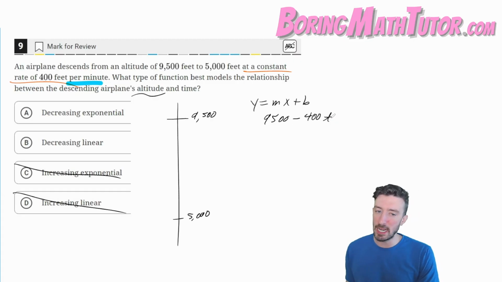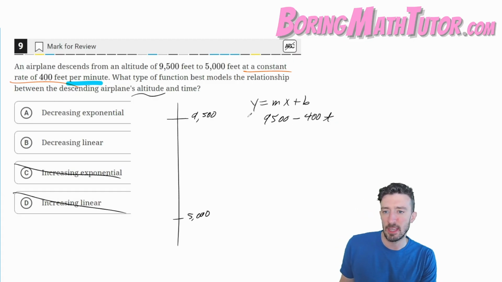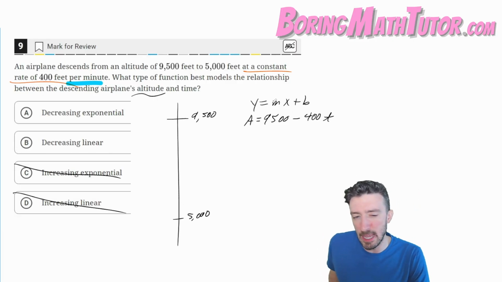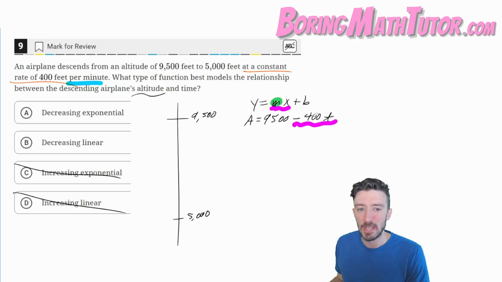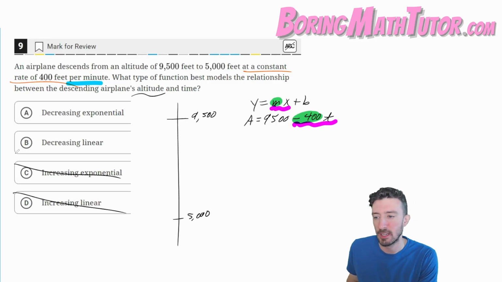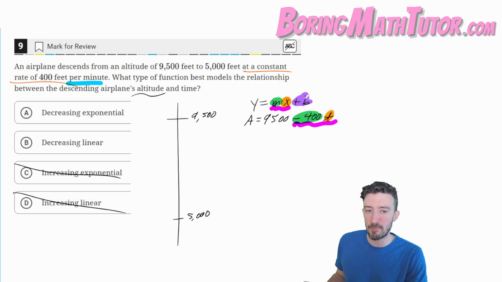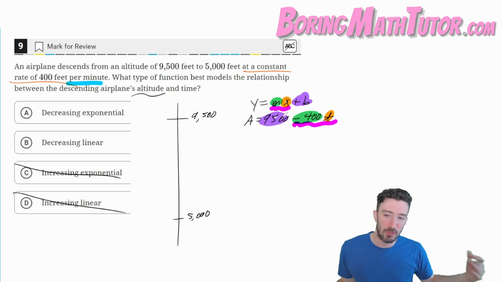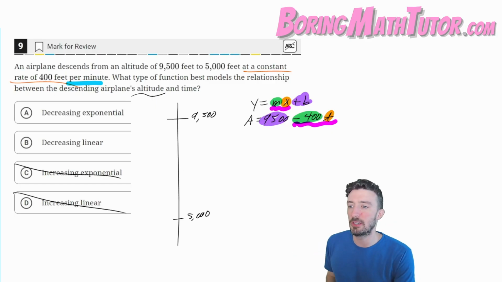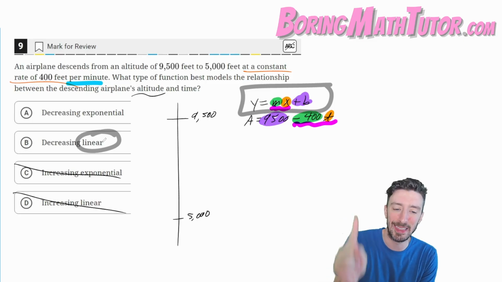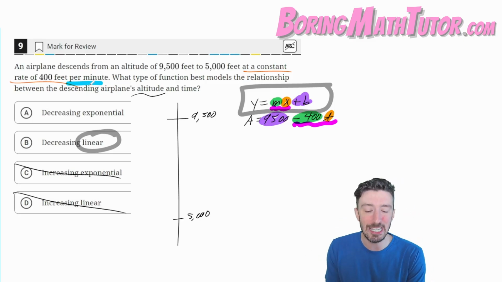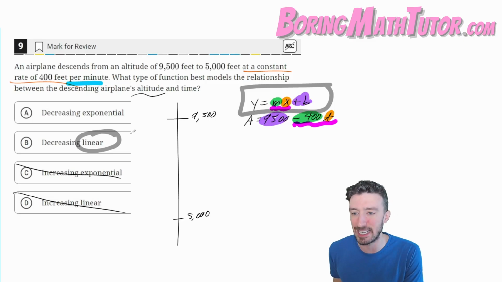So if I can write it like that, and I say that the altitude is equal to 9,500 minus 400t, then it's kind of matching up with mx plus b. I could say that the m is negative 400, and I can use t instead of x, and then I can identify that this would be my b, but I didn't really need to mention all those little details. The main thing that you need to know is that mx plus b is the equation of a line. So it's decreasing linear. If it's going down by the same amount each minute, that's always going to be linear.